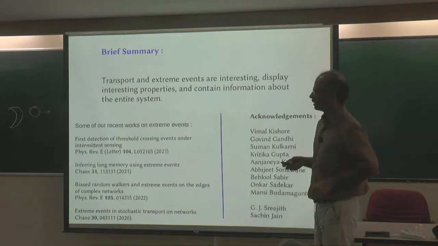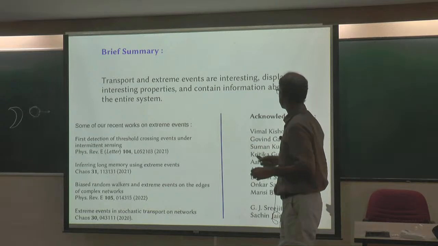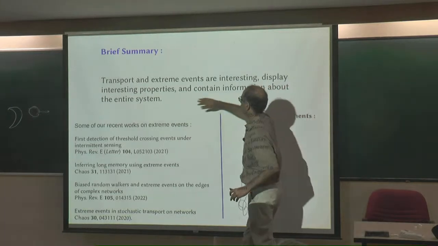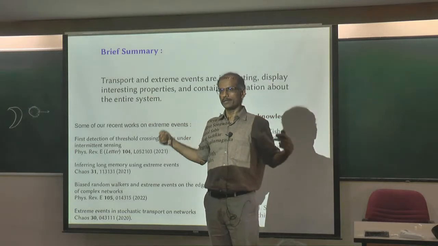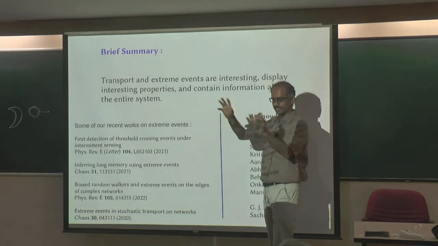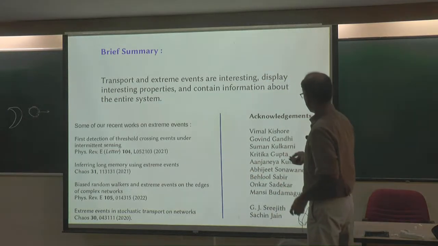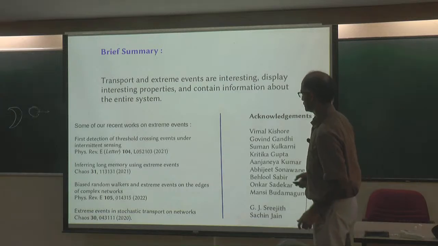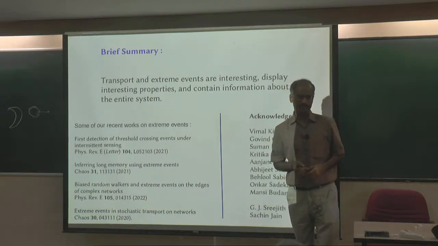Okay, I'm going to stop here with this brief summary that transport and extreme events are very, very interesting, especially on networks. They display very interesting properties, and something that I really did not speak about is that you can simply look at extreme events and figure out most of the other properties of the system. In other words, it's a gateway to studying the entire system itself. So in that sense, extreme events are very important. And over the years, many students have worked on this, and of course my colleagues Srijit and Sachin Jain. So I'll stop here and welcome questions if you have any.